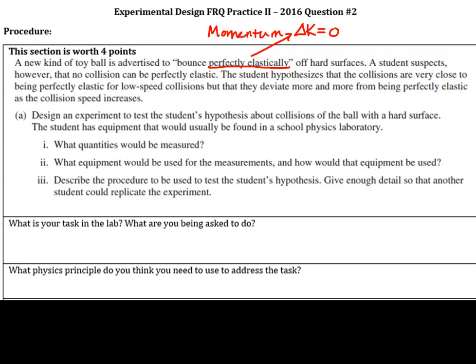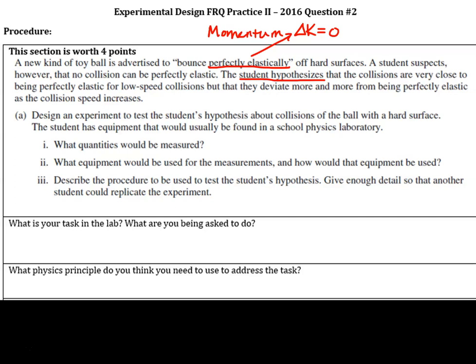So it bounces perfectly elastically off hard surfaces. A student suspects, however, that no collision can be perfectly elastic. The student hypothesizes. Remember, as soon as you see this, that is where they are setting your task. The student hypothesizes that the collisions are very close to being perfectly elastic for low-speed collisions, but that they deviate more and more from being perfectly elastic as the collision speed increases.